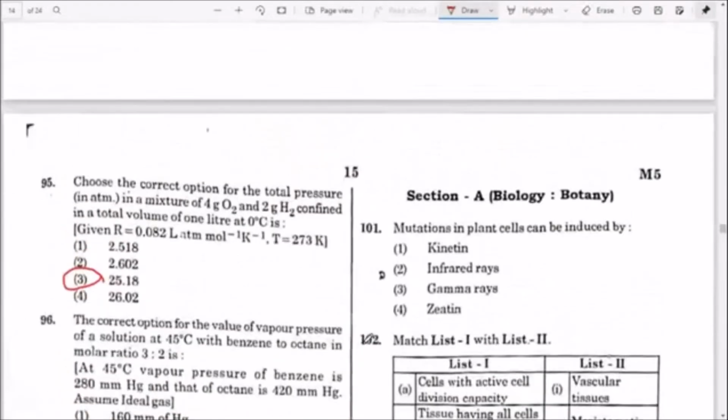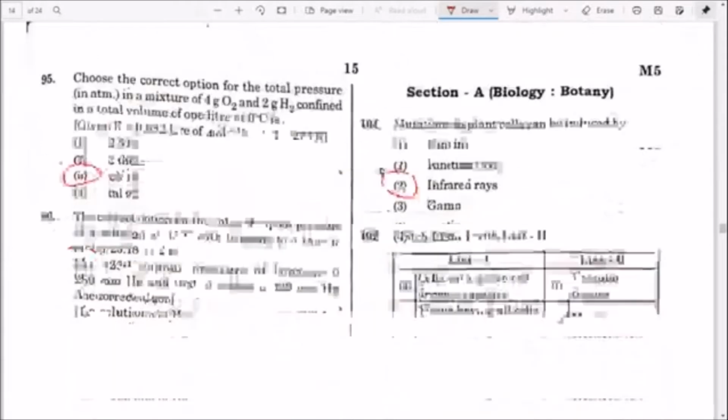Next questions from biology, that is from botany. Mutations in plant cells can be induced by, it is by gamma rays. Option number 3 is the correct option, students.